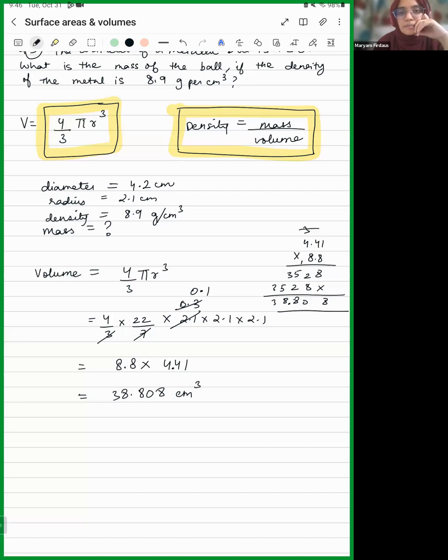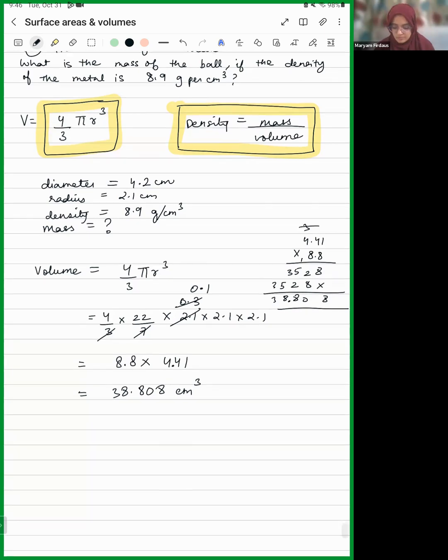See, this is why you need lots and lots of practice, because in your exams you won't have so much time to do the calculations. So you'll have to practice so that when the time of the exam comes, you can quickly do the calculations.